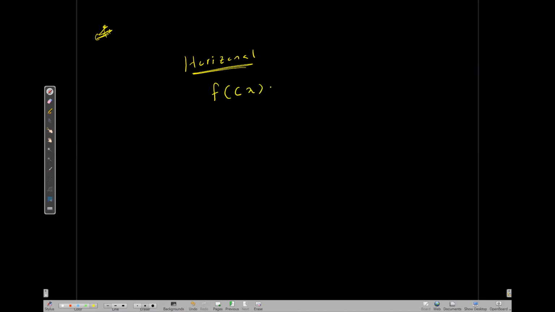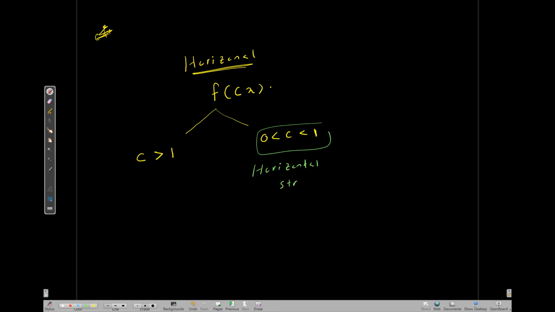So if this happens, again, if c is greater than 1, what will happen? And if c is between 0 and 1, what will happen? Can you think? This is a little bit counterintuitive. Actually, if c is greater than 1, this time it's a horizontal compression. And if c is between 0 and 1, it's a horizontal stretch.